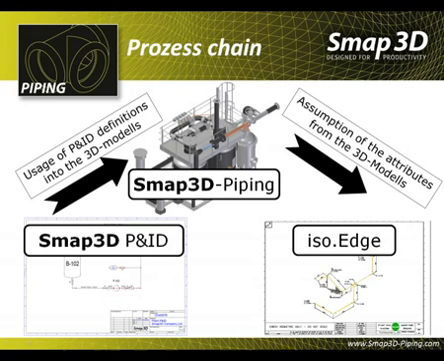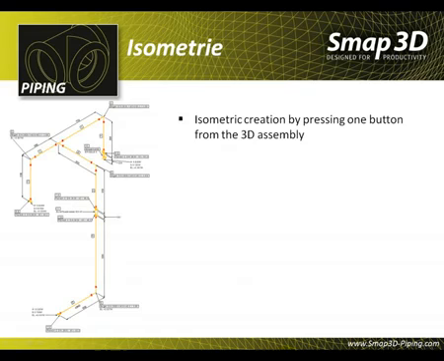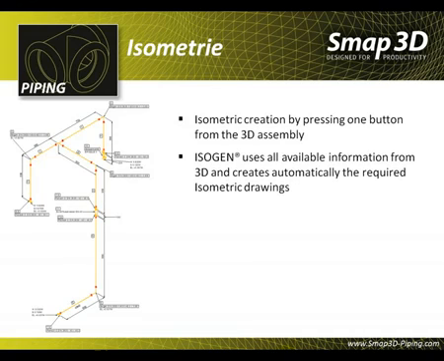The last product in this process chain is Isometric. This application also provides benefits for the user. With this application, the isometric creation from the finished 3D assembly is possible by pressing just one button. Here the kernel Isogen uses all information which we provide to the 3D components, and Isogen automatically creates the required isometric drawings.